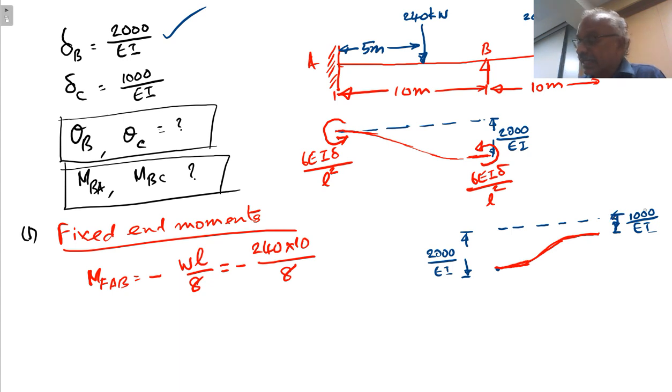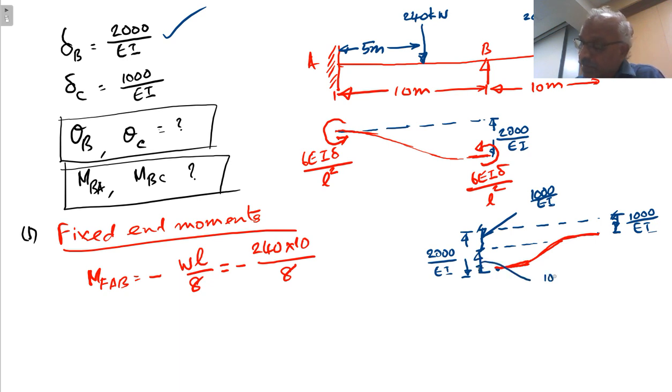This is 1000 by EI, right? Now, the net settlement is comparing these two values. The net settlement is 1000 by EI at the left support. This is the net settlement. So the left support settles by, actually this has to be accounted as a settlement, compared to this settlement of 1000 by EI. So this is to be accounted.